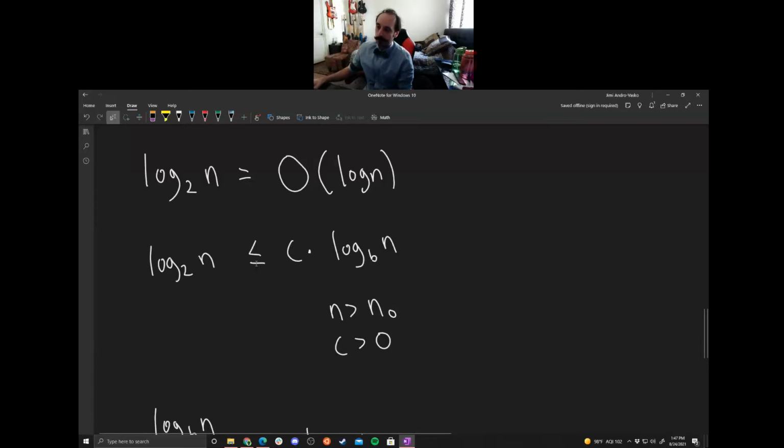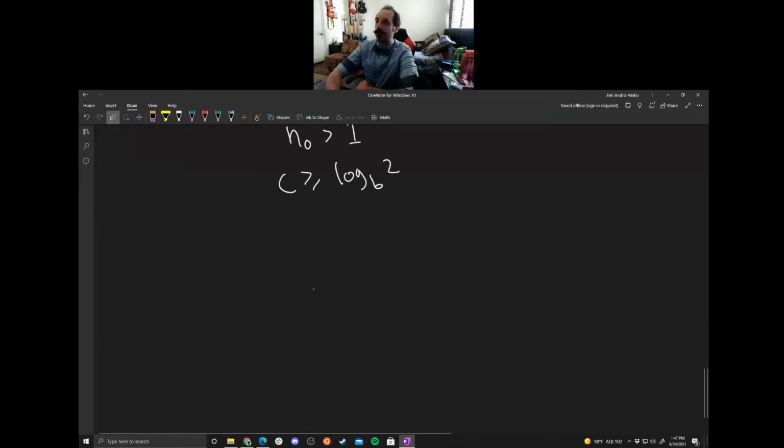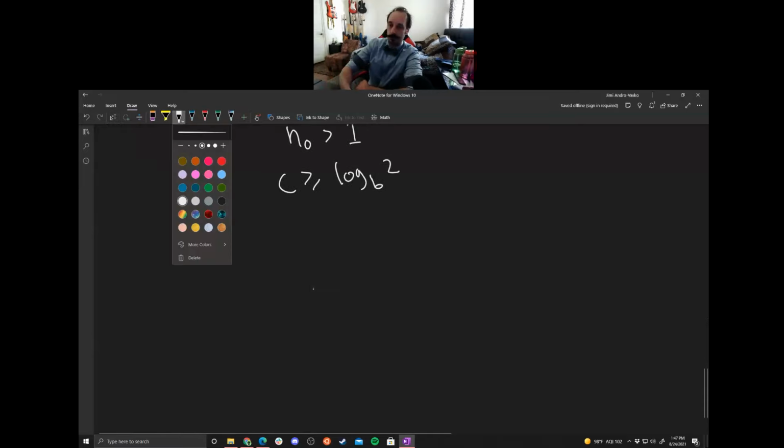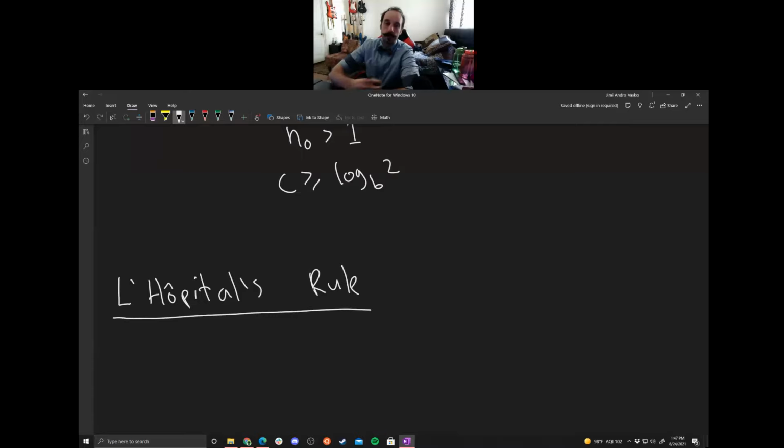Now, there are times where there's a nicer, more mechanical way to show whether two functions belong in the same class or not. So we also have another method called L'Hopital's rule, which you might have learned either in 302 or maybe in a math class. L'Hopital's rule is a nice mechanical way of showing which function has a bigger, smaller, or equal growth rate.